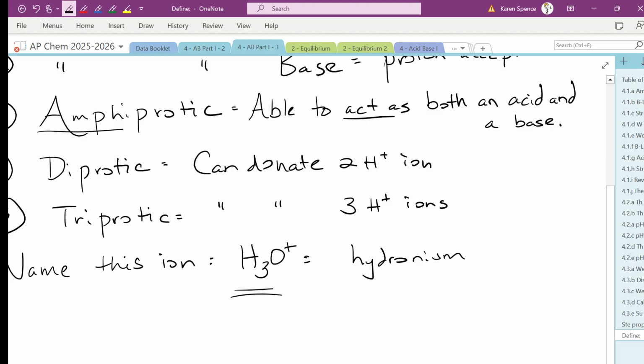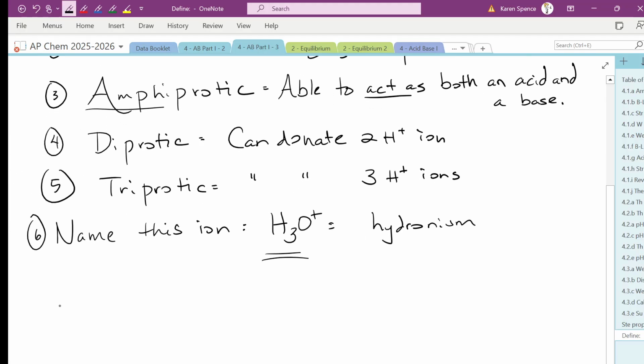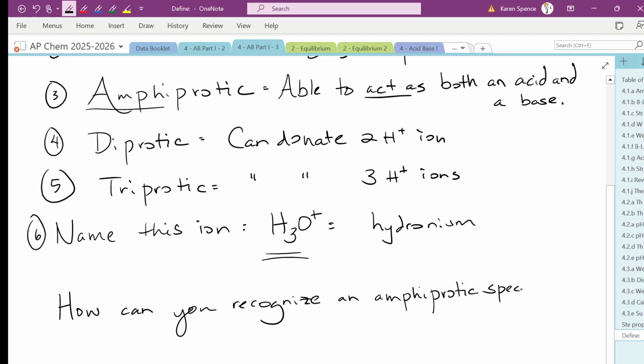Okay, I'm going to ask you another question. How can you recognize an amphiprotic species? Have a chat about that. Once again, I will draw a card. So if you don't know, chit chat around until you find someone who does.